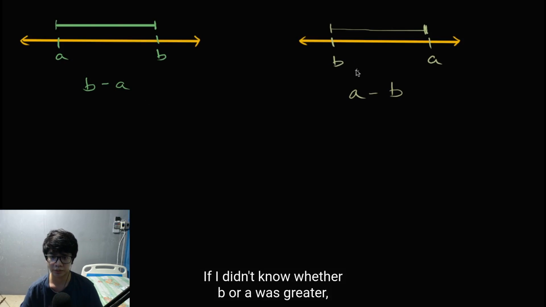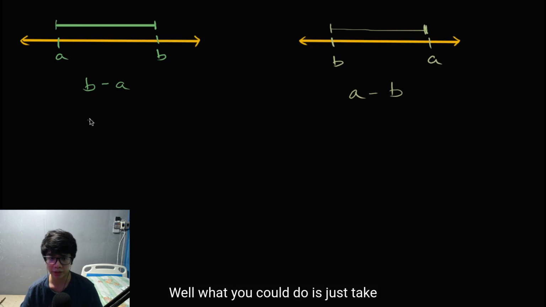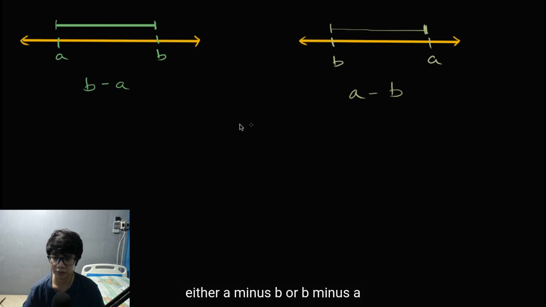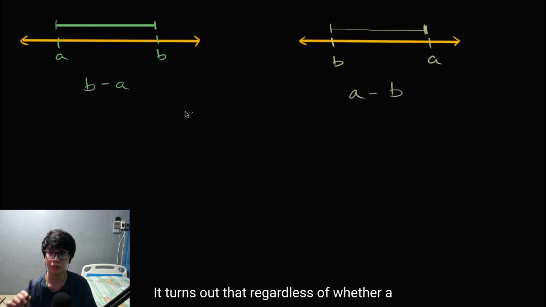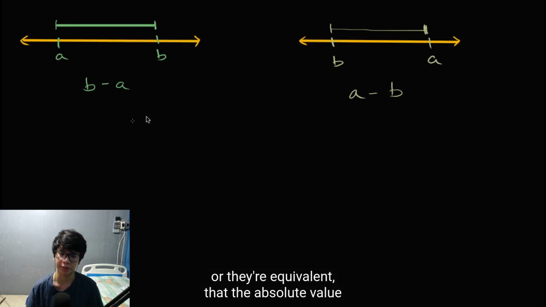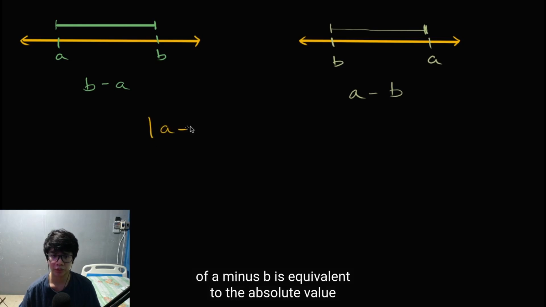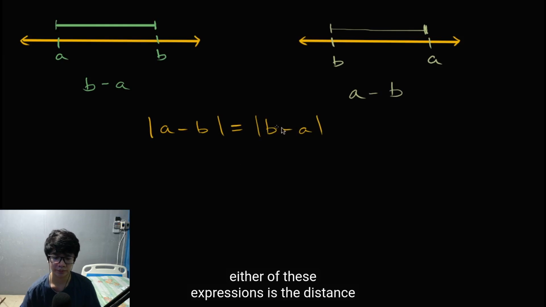If I didn't know whether b or a was greater, what could I do? Well, what you could do is just take either a minus b or b minus a and take the absolute value. And if you do that, it doesn't matter if you take b minus a or a minus b. It turns out that regardless of whether a is greater than b or b is greater than a or they're equivalent, the absolute value of a minus b is equivalent to the absolute value of b minus a. And either of these expressions is the distance between these numbers.